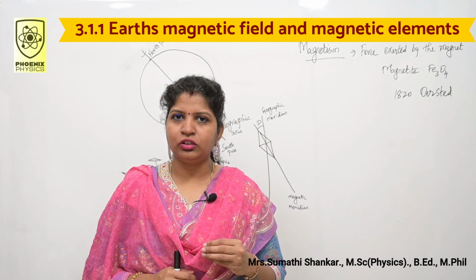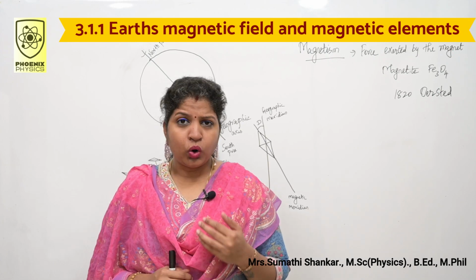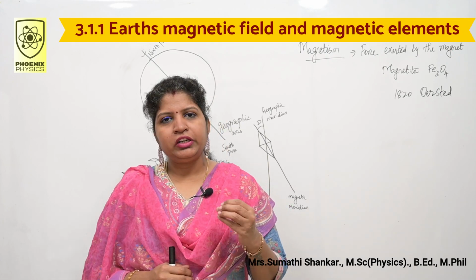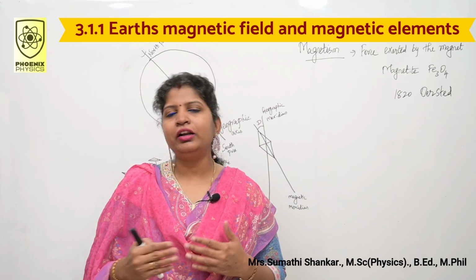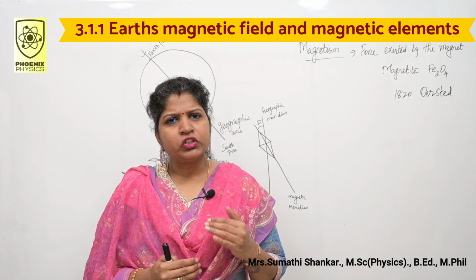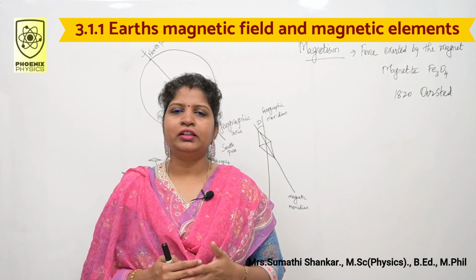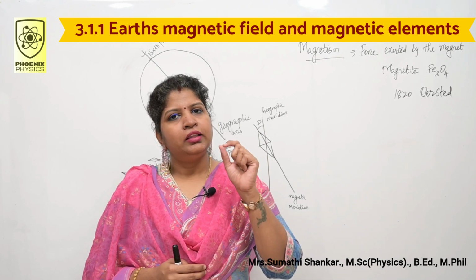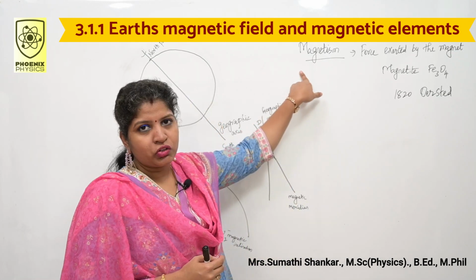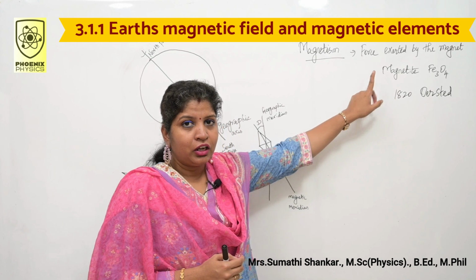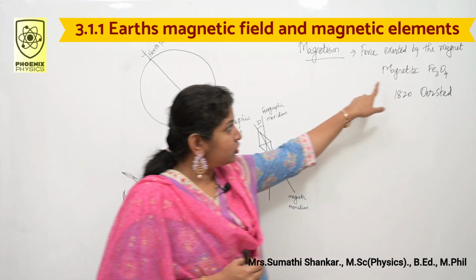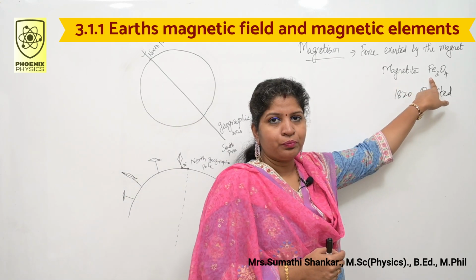Today we are going to learn magnetism. What is magnetism? It is a force exerted by the magnet when they attract or repel each other. It is caused by motion of electric charges. The word magnetism was derived from the iron ore magnetite. Formula for magnetite is Fe3O4.